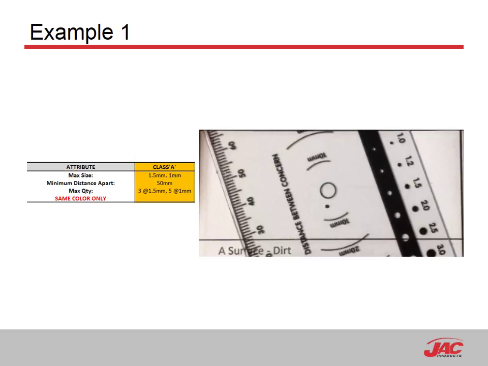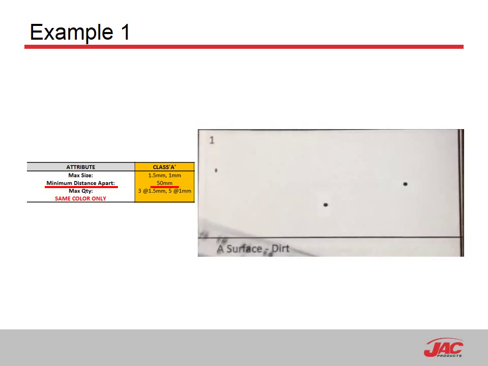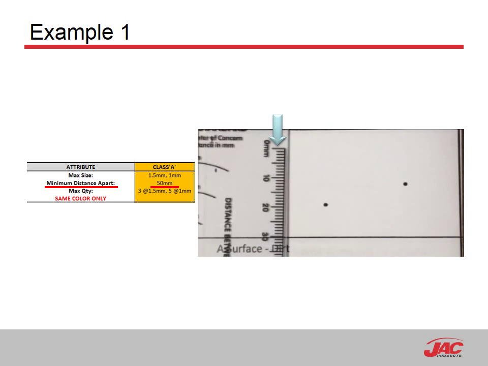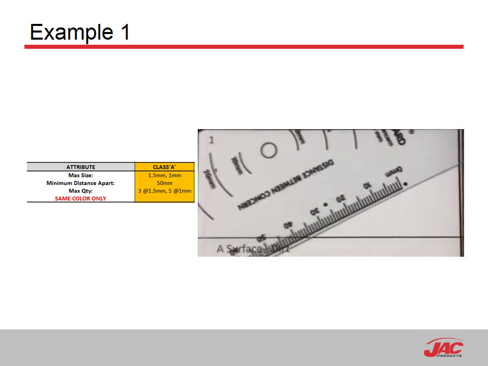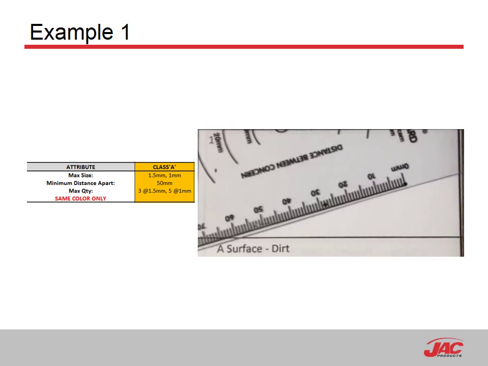Okay, they are all less than 1.5 millimeters. Now we can look at the distance apart. The criteria says the defects must be at least 50 millimeters apart from each other, so we can use the ruler to measure. Uh-oh, they are less than 50 millimeters apart from each other. That means we must fail this part.